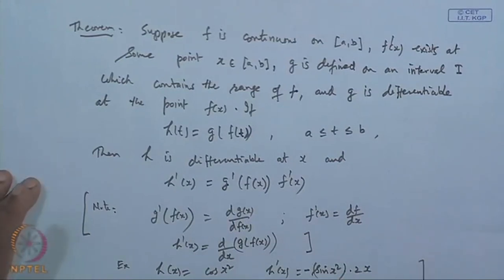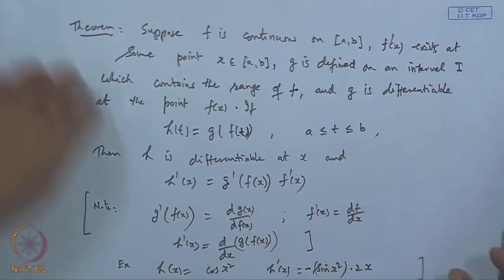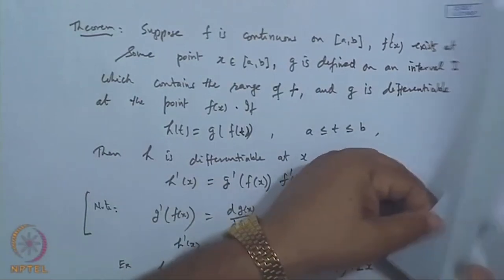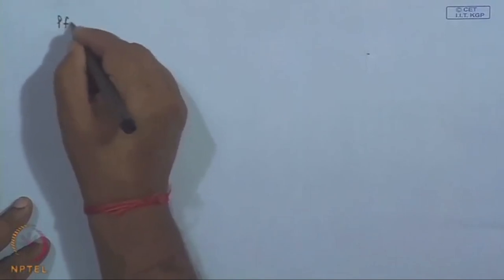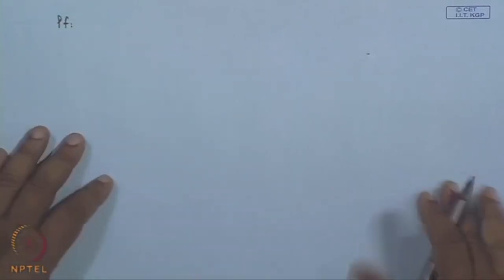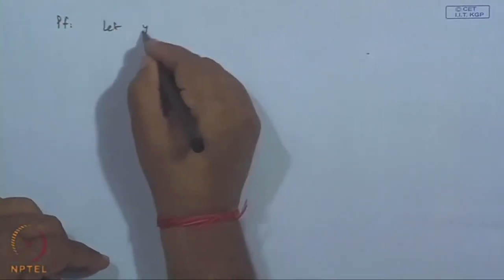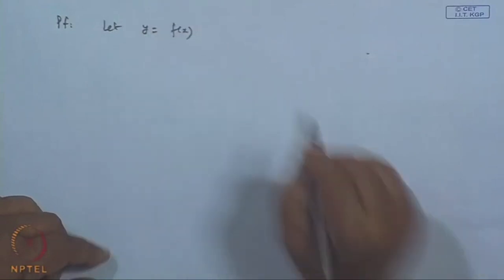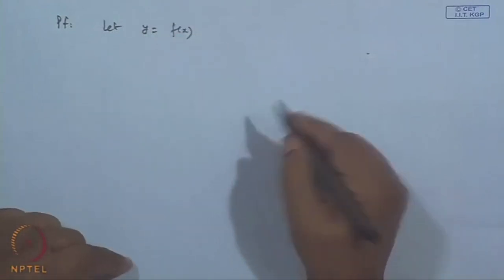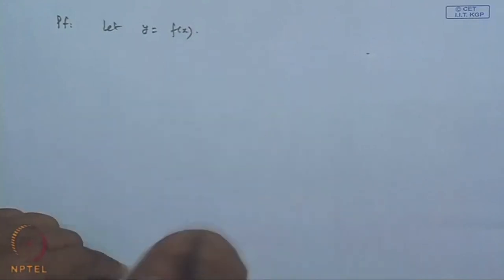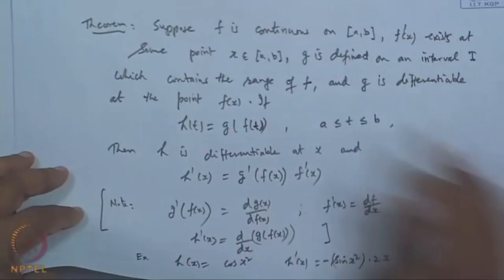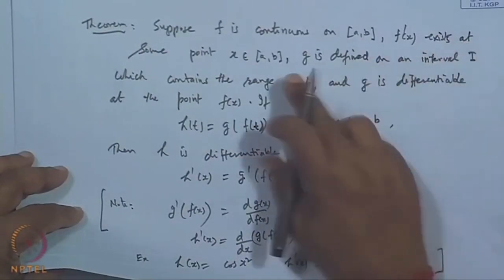Okay, so this is all. Now let's see the proof of it. Let y equal f of x. Since the function f is continuous as well as differentiable, it is given that f is continuous on the interval and the derivative exists at this point.